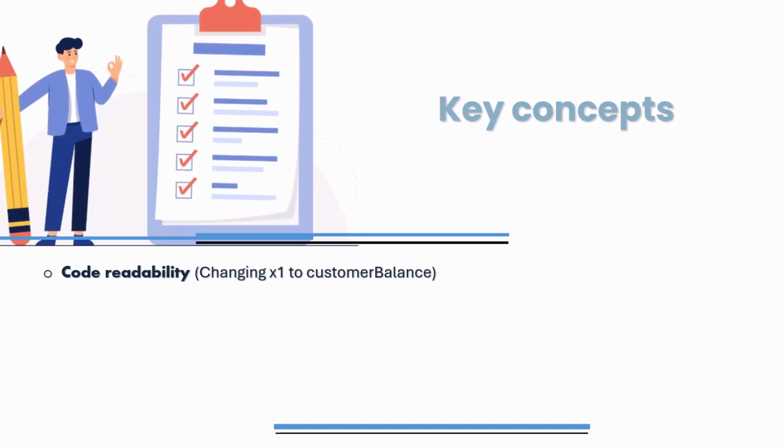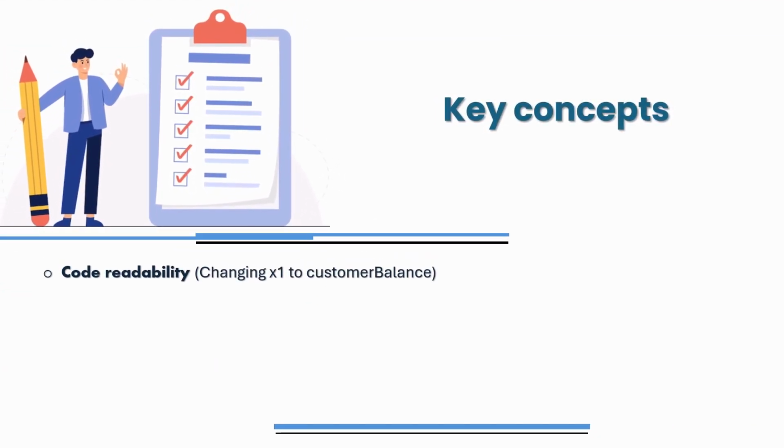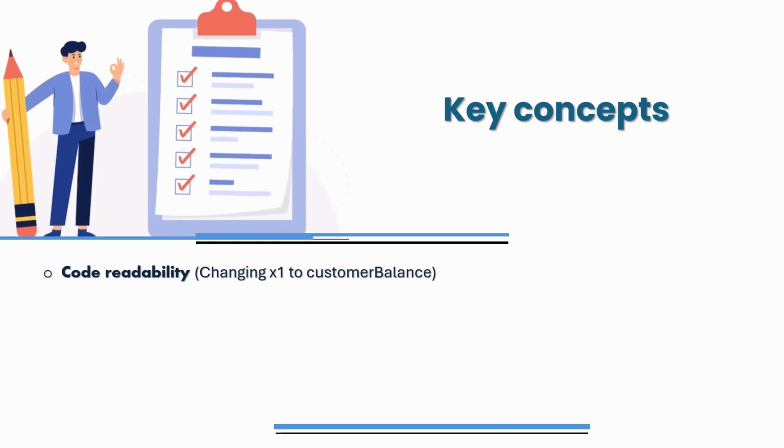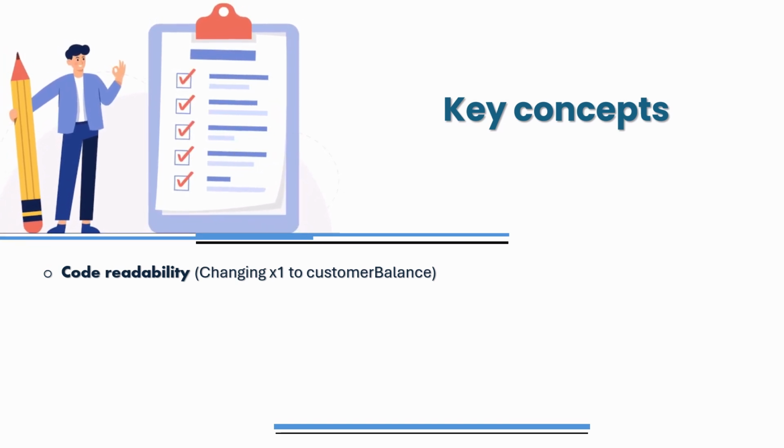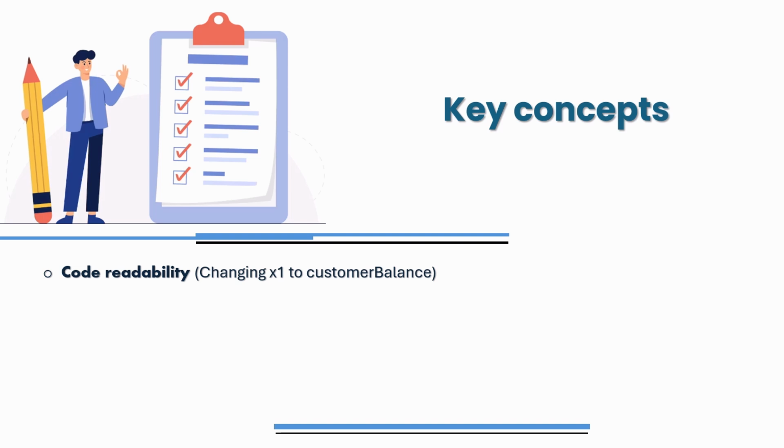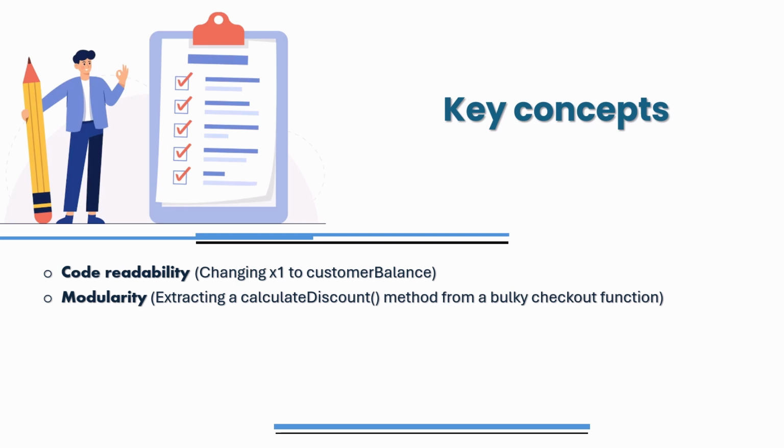First is code readability. We make the code easier to read by renaming variables, methods, or classes so their purpose is crystal clear. For example, changing the x1 variable name to customer balance. Second is modularity. Large monolithic functions are broken down into smaller reusable methods. For example, extracting a method named calculate discount from a bulky checkout function.